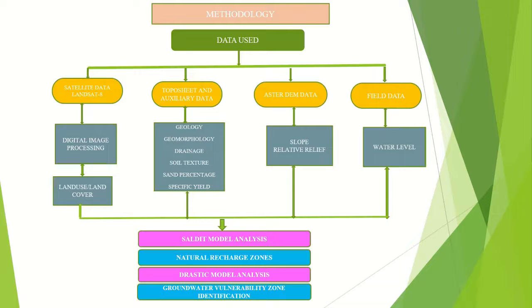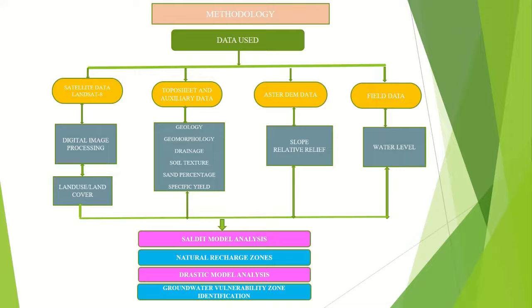Here Landsat 8 data is used, which is used for digital image processing techniques and land use land cover preparation. Toposheet and auxiliary data is the second data set, which is used for the following: geology, geomorphology, drainage, soil texture, etc. And the ASTER DEM data is mainly used for creating slope and relative relief map. Here, field data is used for water level fluctuation identification. Well inventory data is used for that.